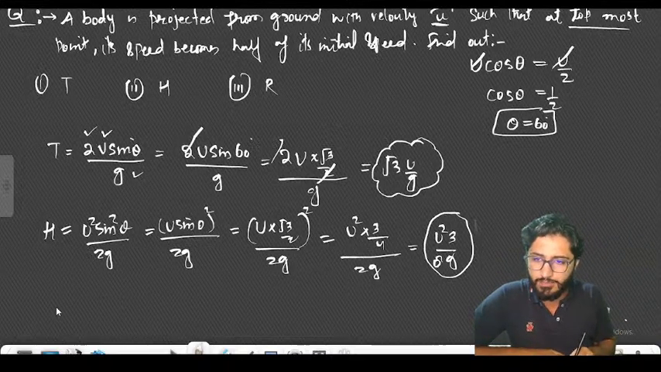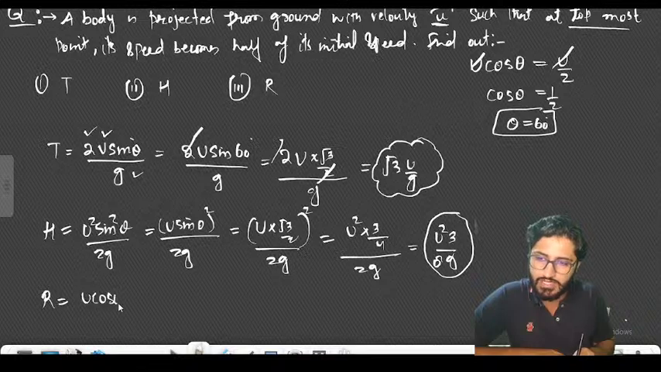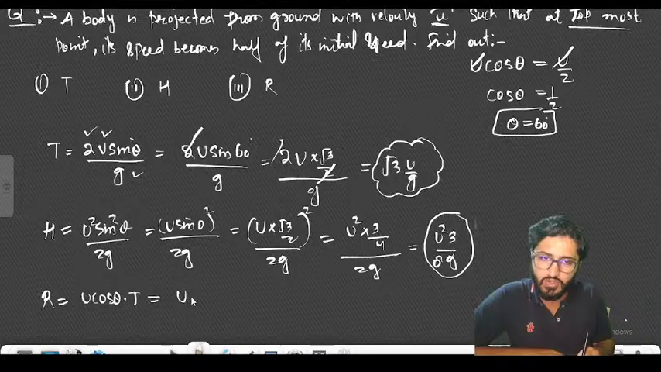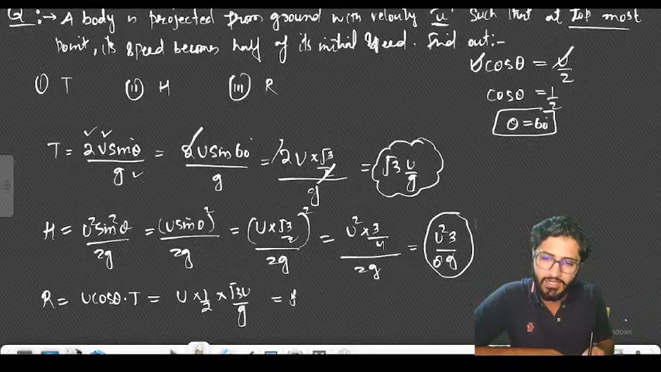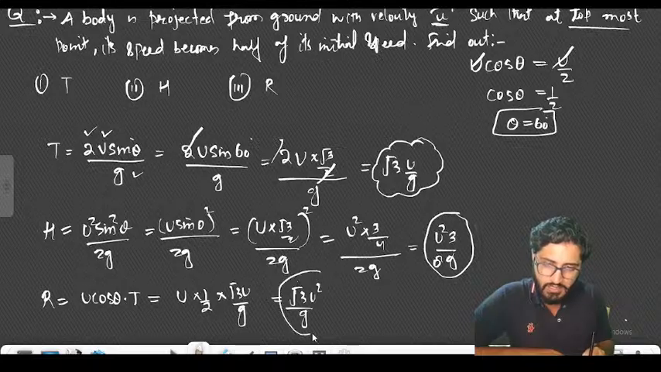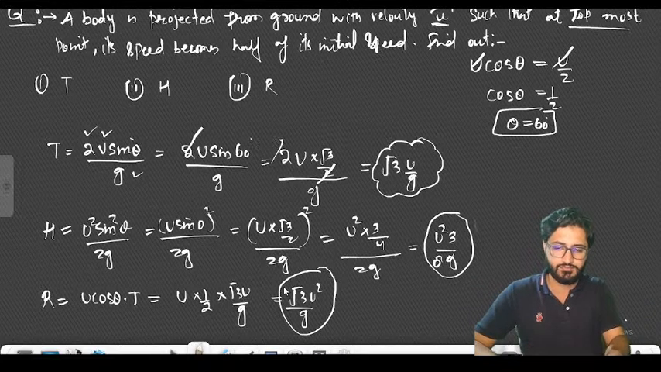Now, third part, range. What is range? Range is u cos theta multiplied with t. Here u is u, cos theta is cos 60, which is 1 by 2, and the time period is root 3 u by g. So I can write the range as root 3 u square by 2g. This is my answer. Easy?